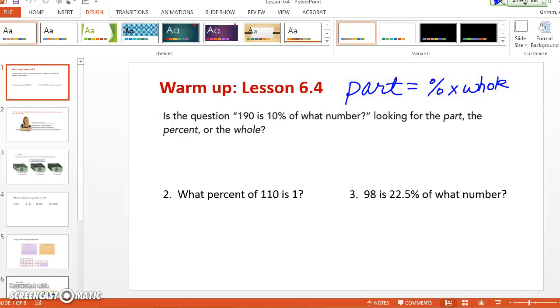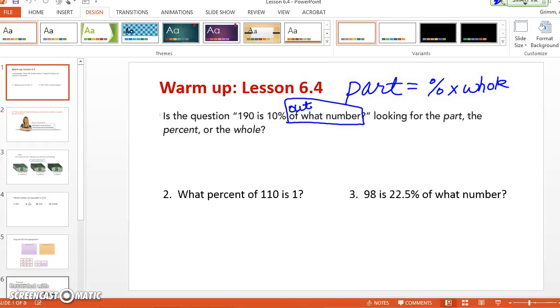So the first one says, is the question 190 is 10% of what number? Looking for the part, the percent, or the whole? Tell me what it's looking for and how you knew that. Lily. Good. And so that's how you knew it was the whole?